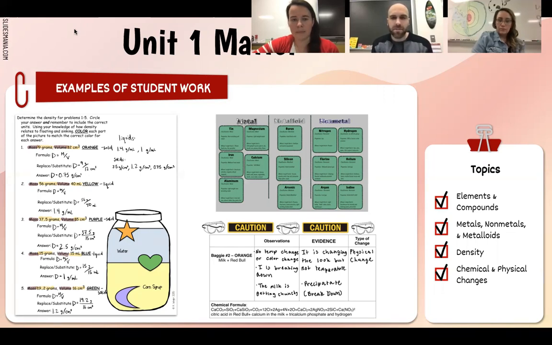We do use Numbers a good amount, and that was one of our first Numbers files that we worked in. And then they also made some observations on some labs. We did some chemistry, and we made some observations, wrote down some evidence of what we were seeing in order to determine whether it was a chemical change or a physical change.